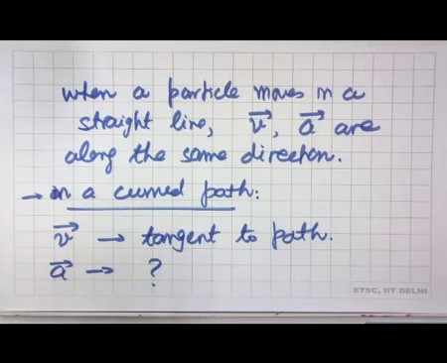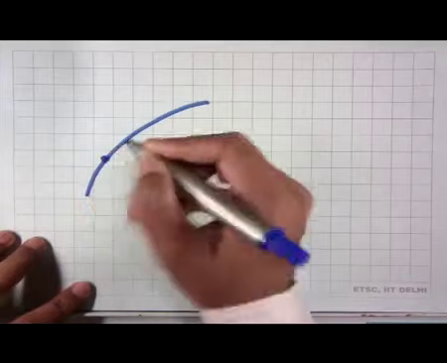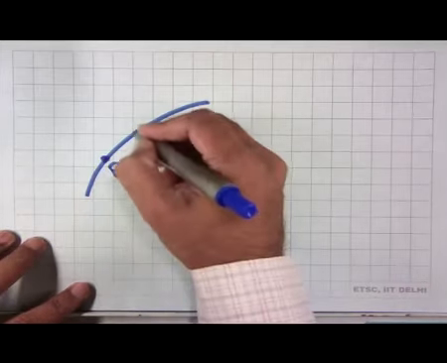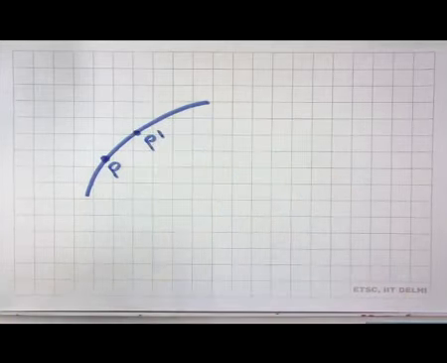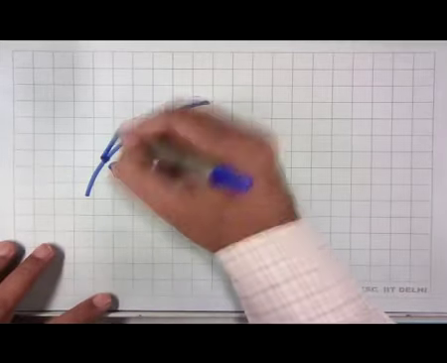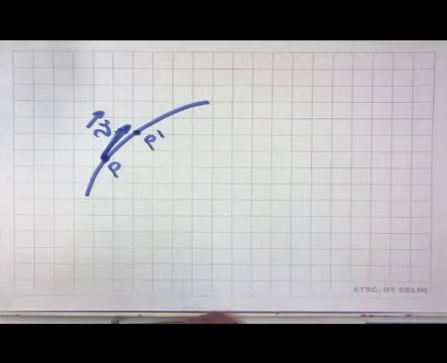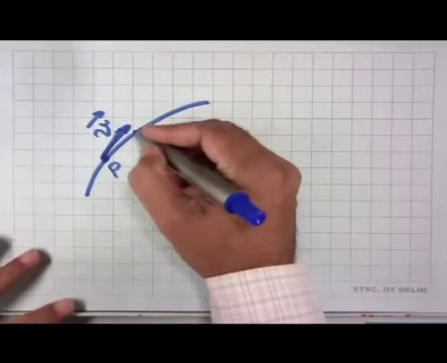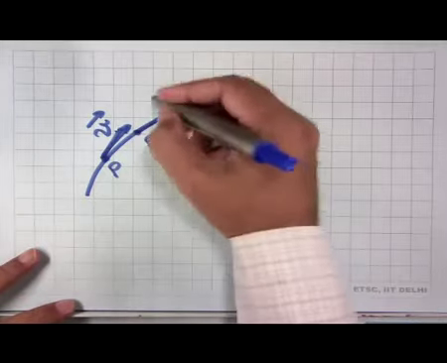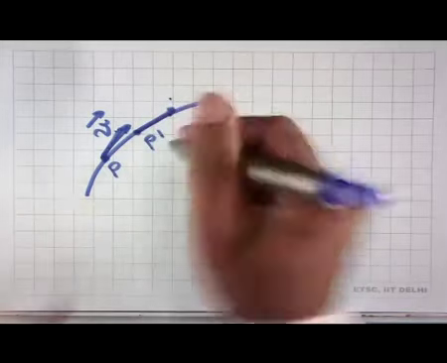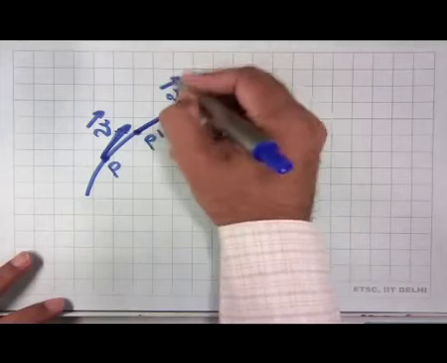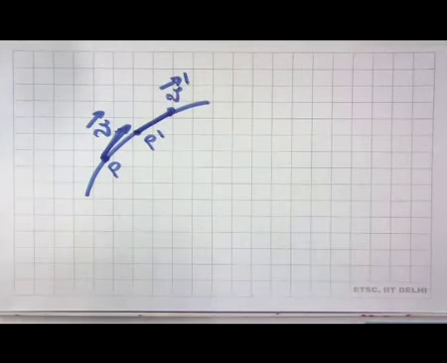Is the acceleration tangent to the path, or does it have some other component? To understand this, let us go back to this picture. Let us say the particle, this is the position P, this is the position P prime. The direction of v at this instant is tangent to the path here, and the velocity at P prime will be tangent to the path at P prime.